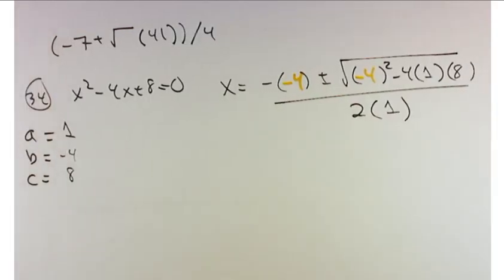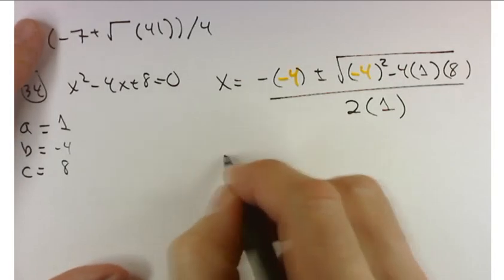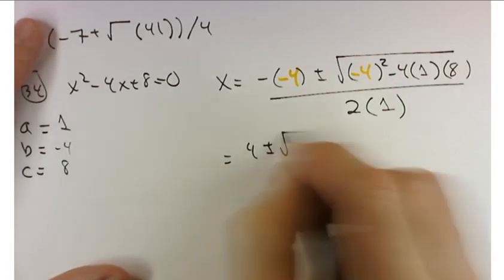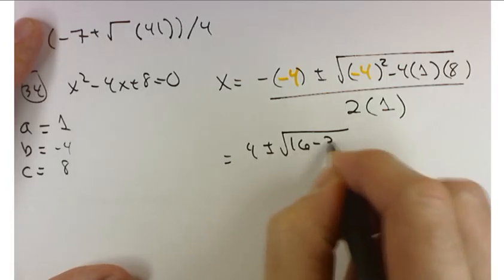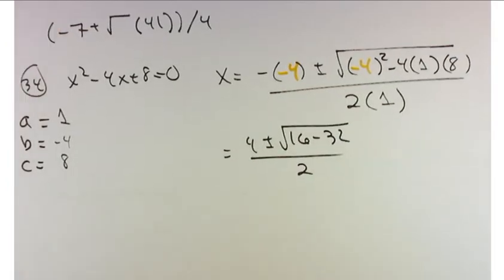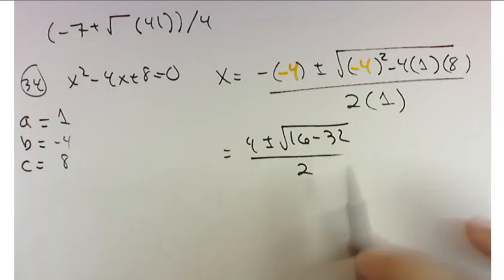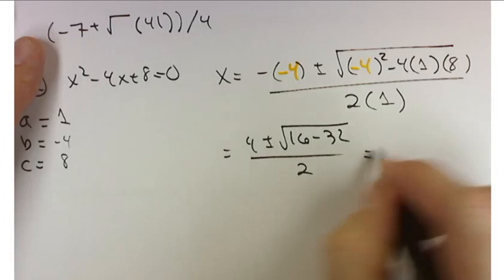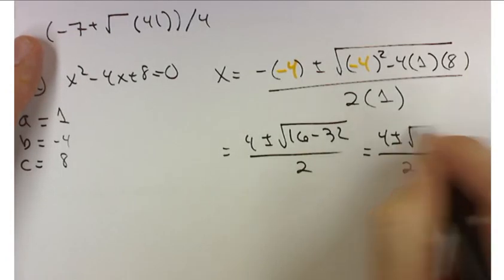Let's simplify this thing. Out front, the double negatives cancel each other out. And then we get 4 plus or minus the square root of 16 minus 32 over 2. Can I simplify any further? Nice, thank you.